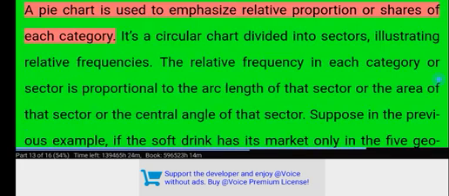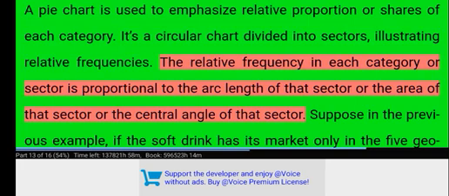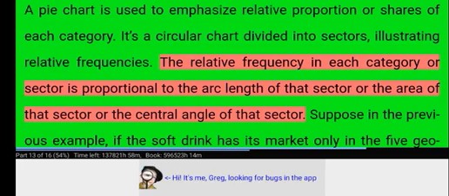Pie chart. A pie chart is used to emphasize relative proportion or shares of each category. It's a circular chart divided into sectors, illustrating relative frequencies. The relative frequency in each category or sector is proportional to the arc length of that sector, or the area of that sector, or the central angle of that sector.